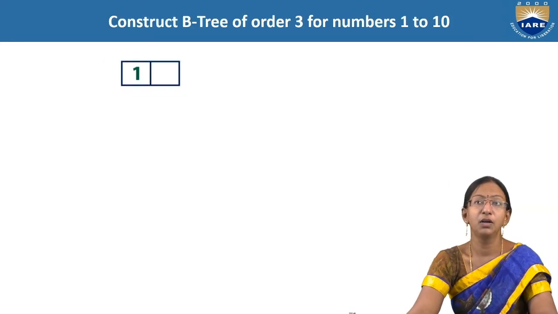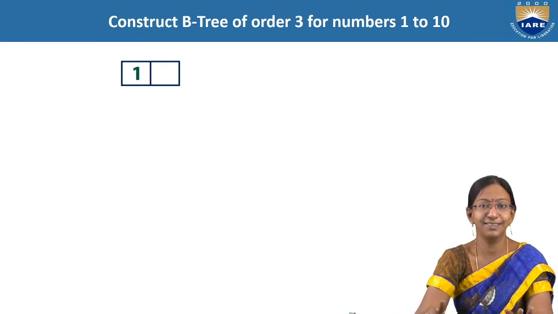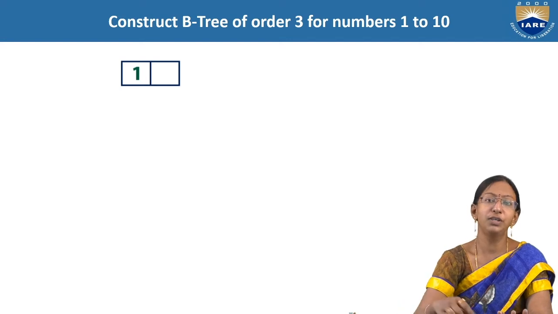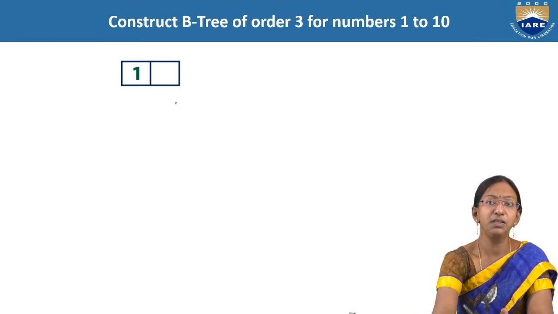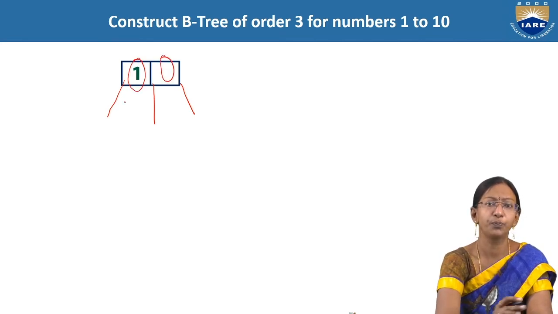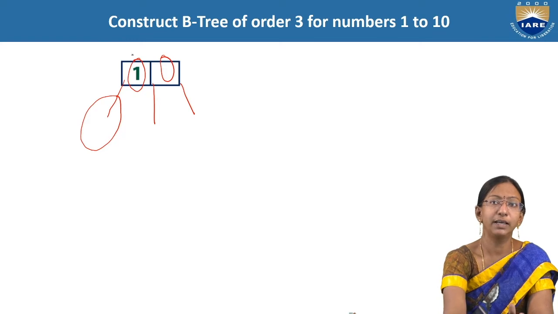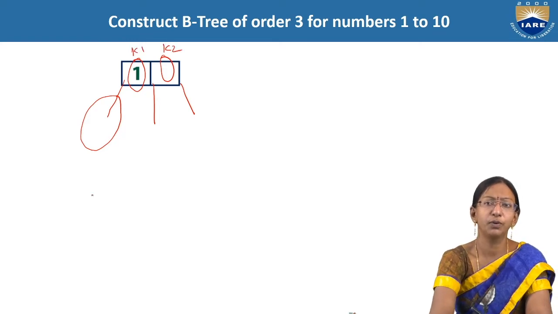Have a look at this example. I'm going to construct a B tree of order 3 for the numbers 1 to 10: 1, 2, 3, 4, 5, 6, 7, 8, 9, 10. Order 3 means it can have 3 children, 1, 2 and 3, and it can have 2 keys, 1 and 2. Then what will be the nature of the children? All the left children of the first key will be less than key 1. I'm naming them K1 and K2.